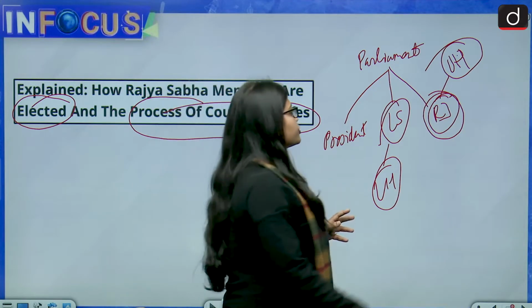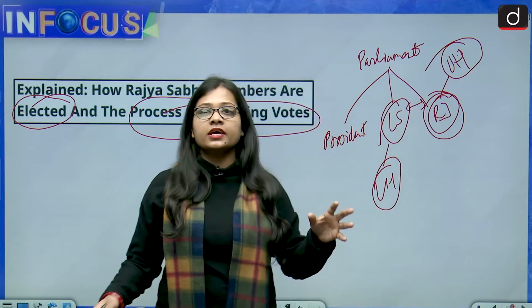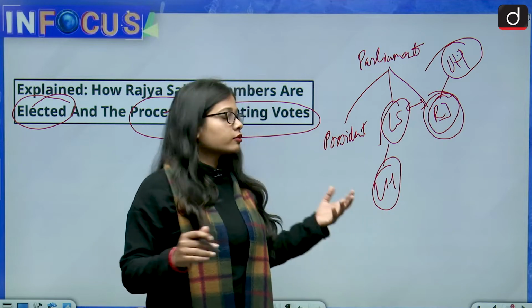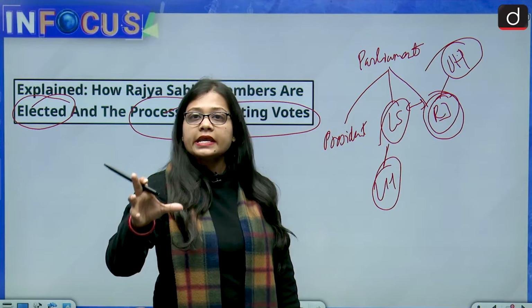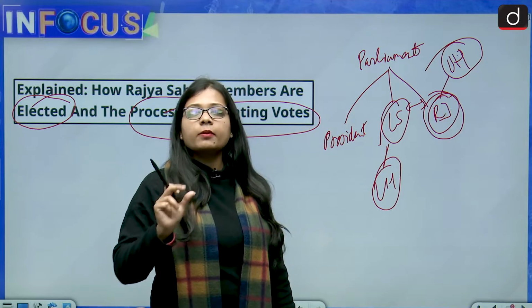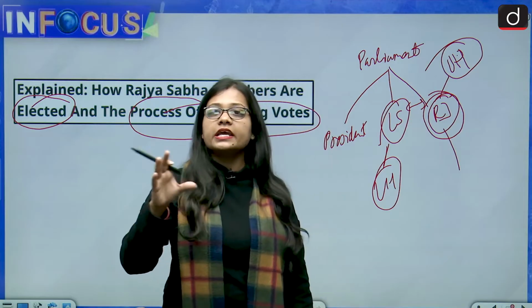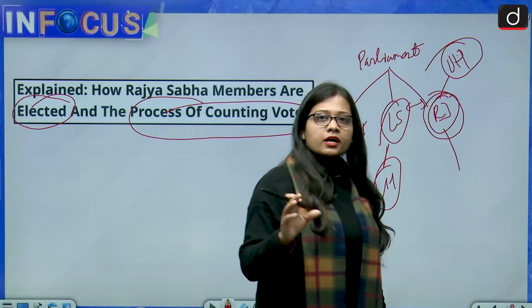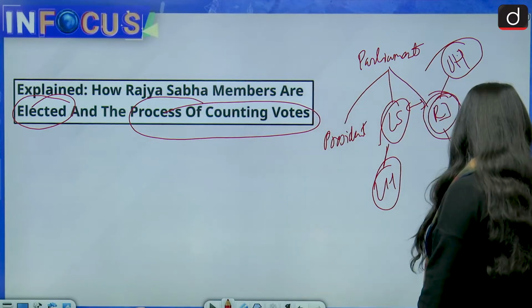There is a huge difference between Lok Sabha and the Rajya Sabha in how the election takes place, how the voting takes place, and what procedure is followed. The members who are elected in Lok Sabha are directly elected. They are elected by the people. But the members of the Rajya Sabha are not elected directly, they are indirectly elected. So let's go into the detail.